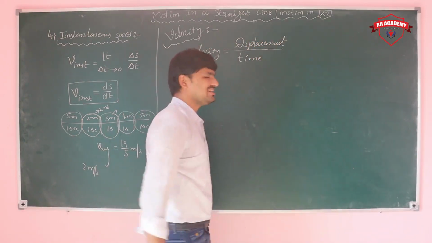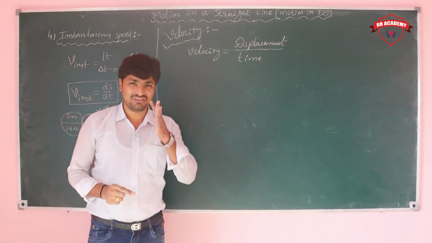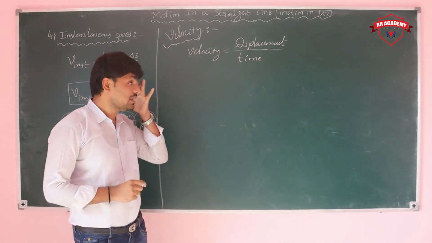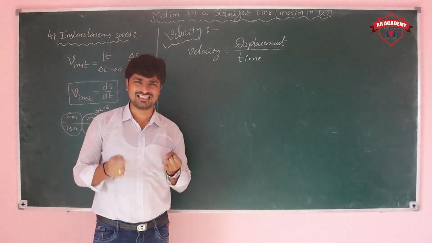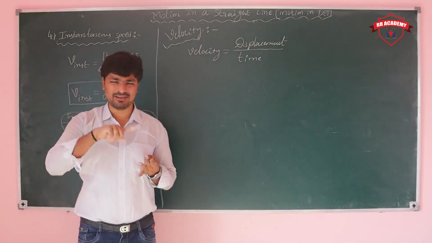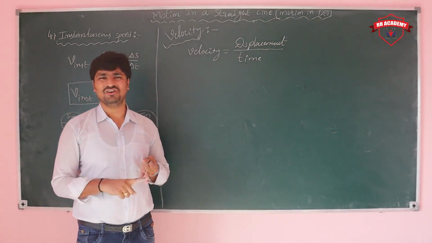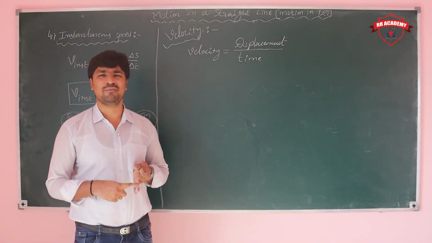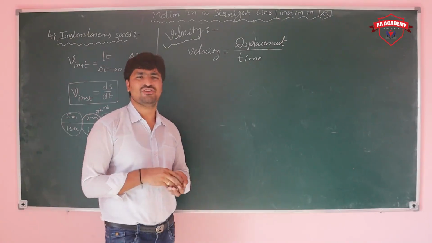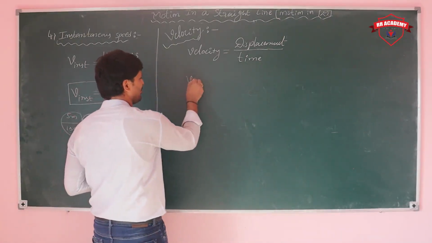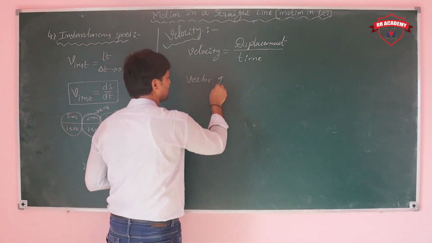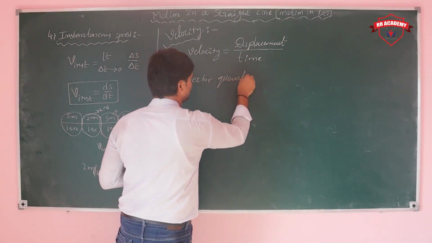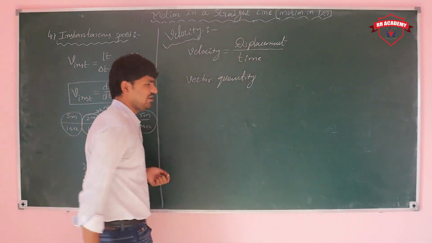What is the difference between distance and displacement? Distance is a scalar quantity. Displacement is a vector quantity. So speed depends on distance. Velocity depends on displacement. That's why velocity is a vector quantity.